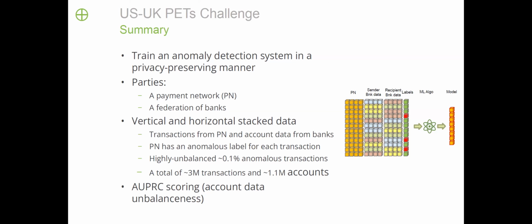So we have vertical and horizontal data stacking: transactions are provided by the payment network, and the banks are providing account information about them. This dataset was highly unbalanced because anomalous transactions represent less than 0.1%, which is very small. The size is something like 3 million transactions and 1 million accounts. And they were using the AUPRC scoring, which is highly adapted for imbalanced data because you don't want to have a high rate of false positives.